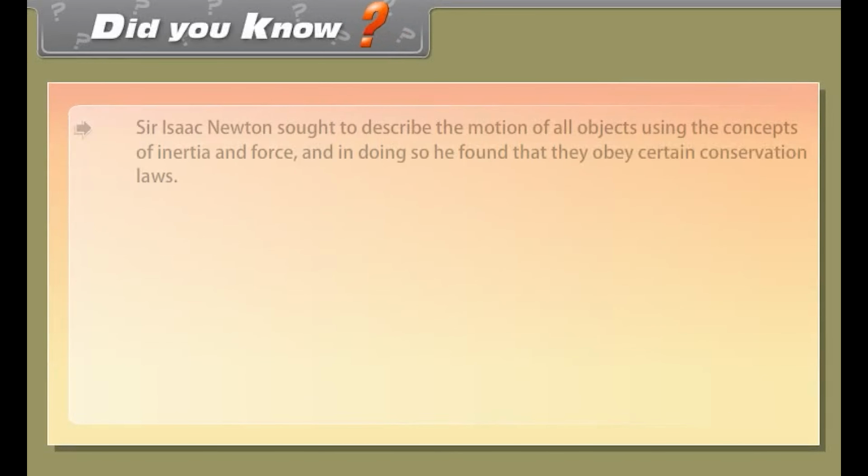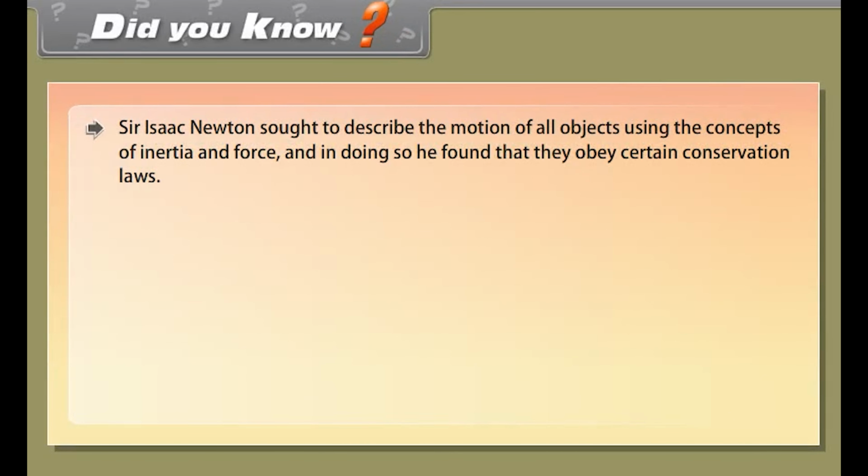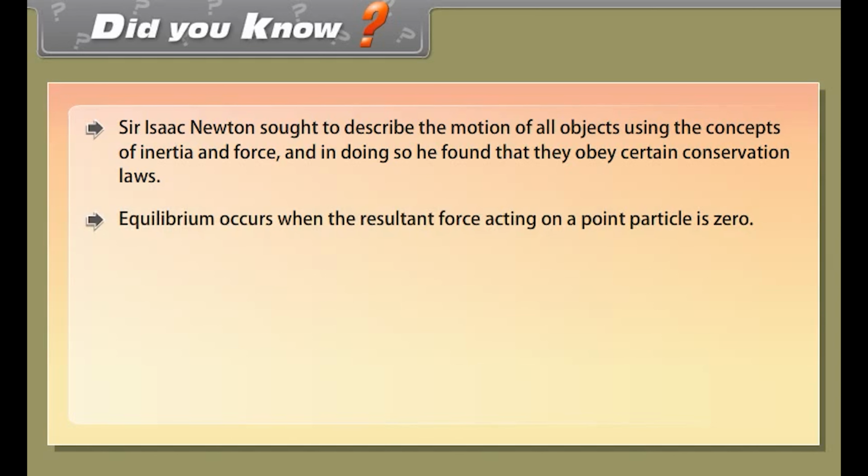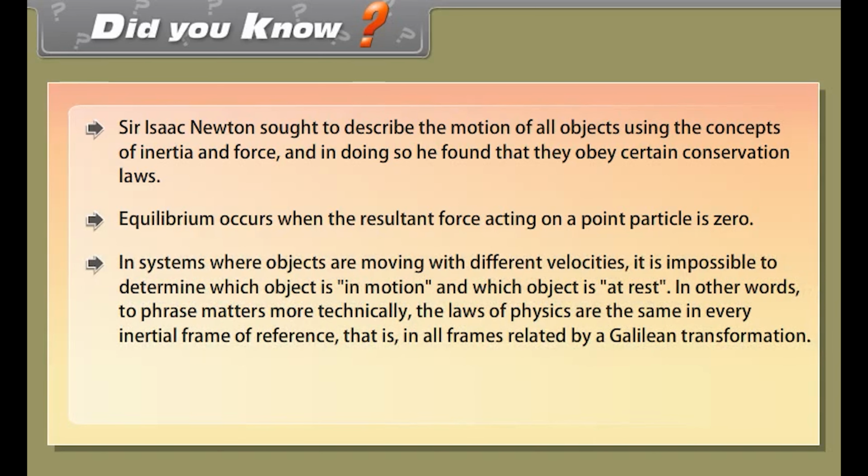Did you know? Sir Isaac Newton sought to describe the motion of all objects using the concepts of inertia and force, and in doing so, he found that they obey certain conservation laws. Equilibrium occurs when the resultant force acting on a point particle is zero. In systems where objects are moving with different velocities, it is impossible to determine which object is in motion and which object is at rest. In other words, to phrase matters more technically, the laws of physics are the same in every inertial frame of reference, that is, in all frames related by a Galilean transformation.